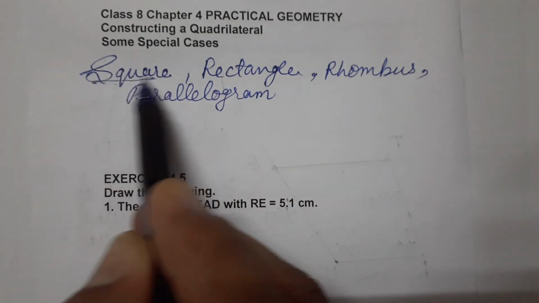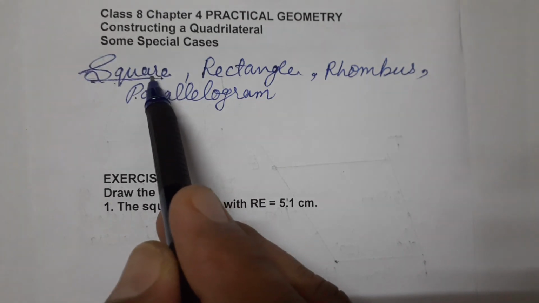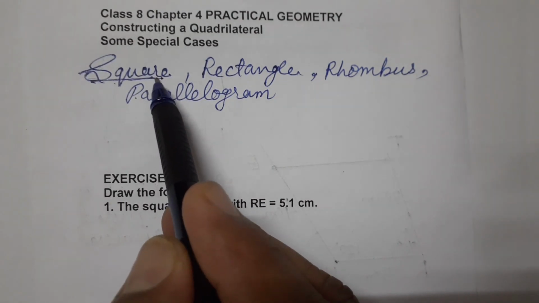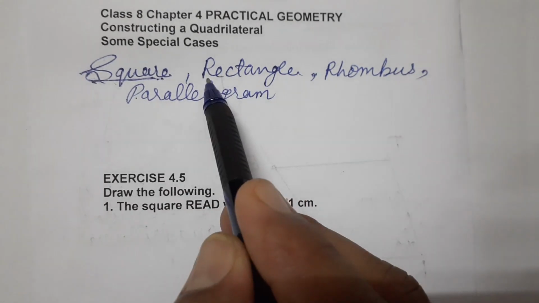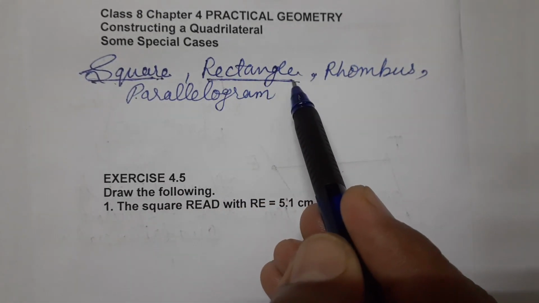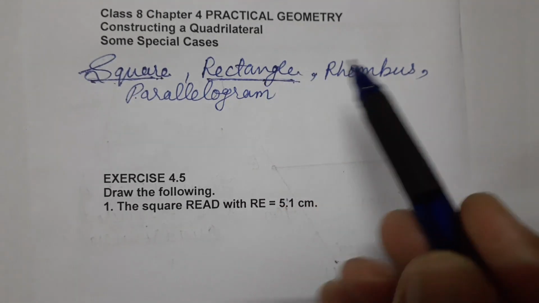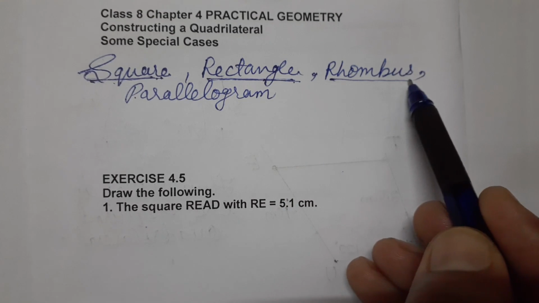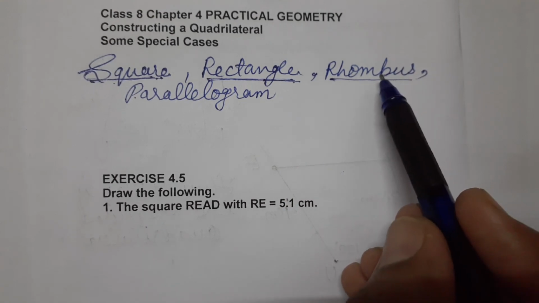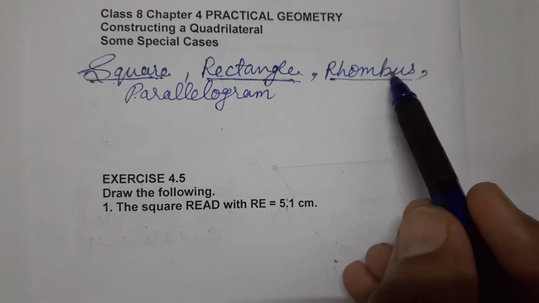We know in a square, all sides are equal and all angles are 90 degrees. So with the help of this property, we will construct easily. We know that in a rectangle, opposite sides are equal and all angles are 90 degrees. So with the help of this property, we will construct a rectangle. In a rhombus, all sides are equal and diagonals bisect each other at 90 degrees. So with this property, we can construct.